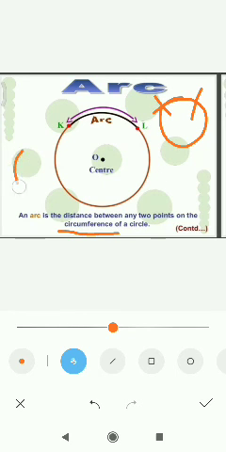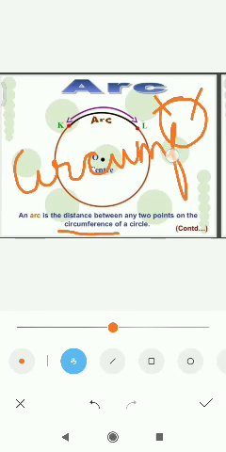This is the most important word in the arc. Circumference. Circumference of the circle.